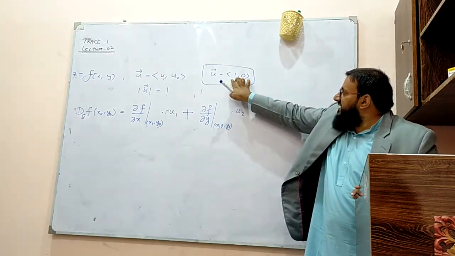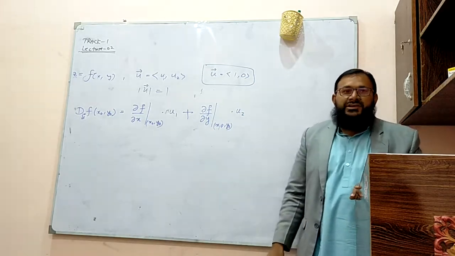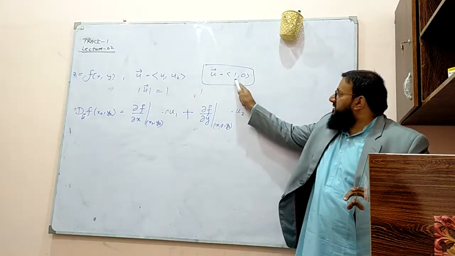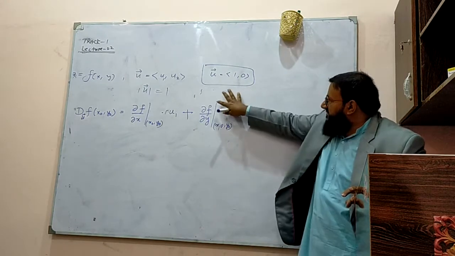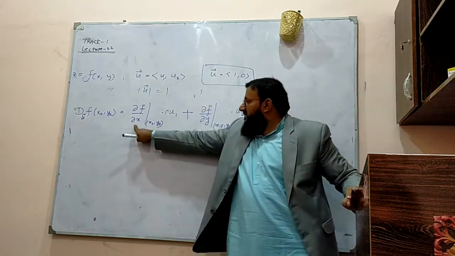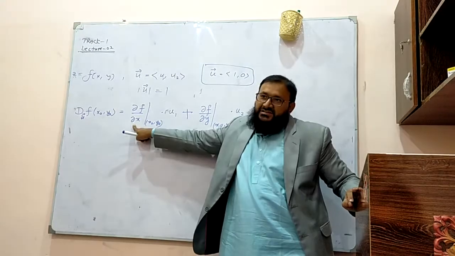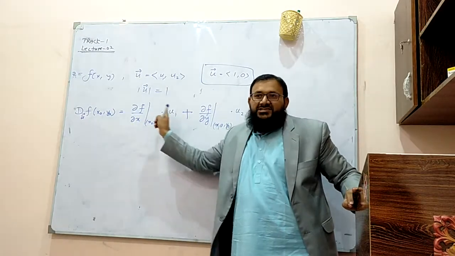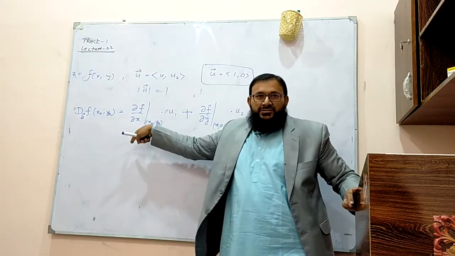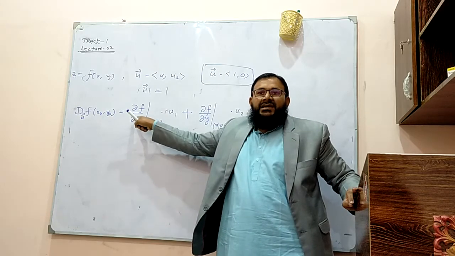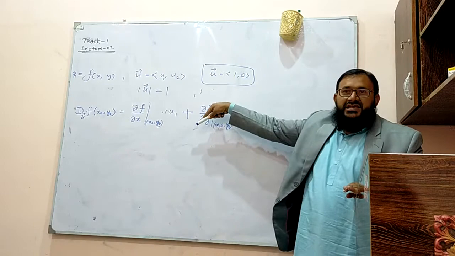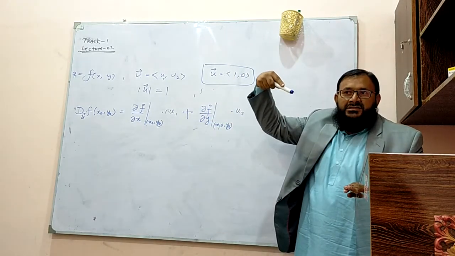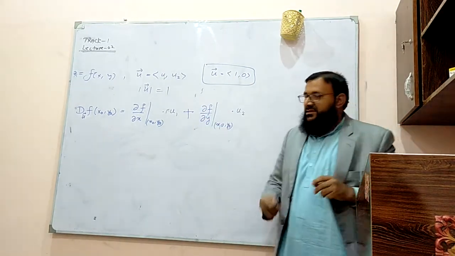If you put this value over there, what will you get? What is the value of u1? 1. What is the value of u2? 0. This term vanishes. What do you get? Partial f by partial x. So this directional derivative gives you the partial derivative in the direction of x when you take this vector. That's why it is called the directional derivative. It means you get the derivative in any direction.